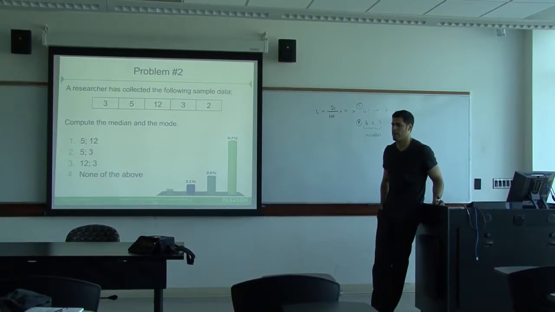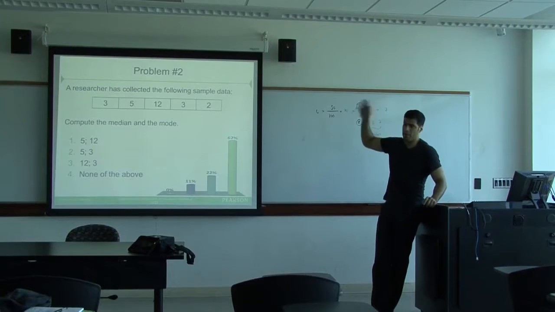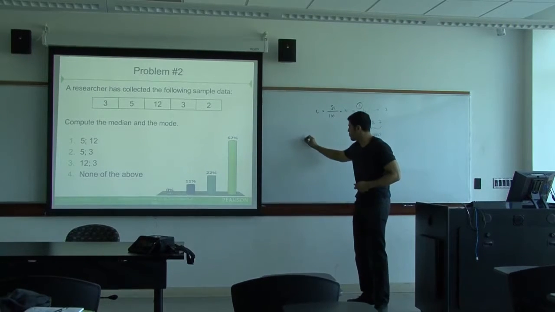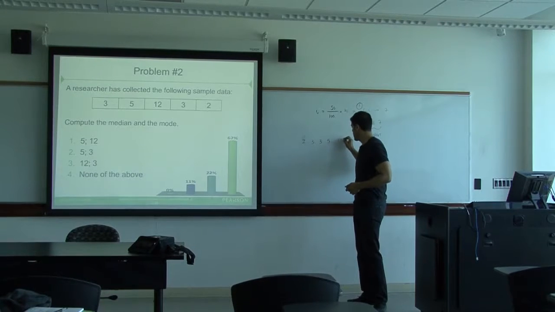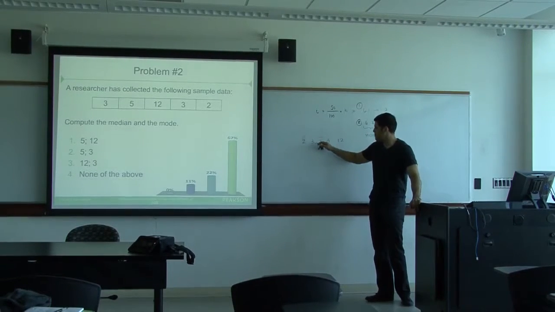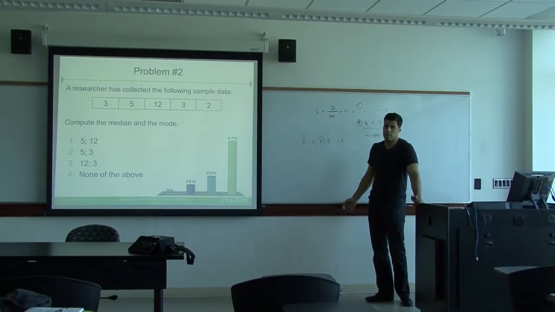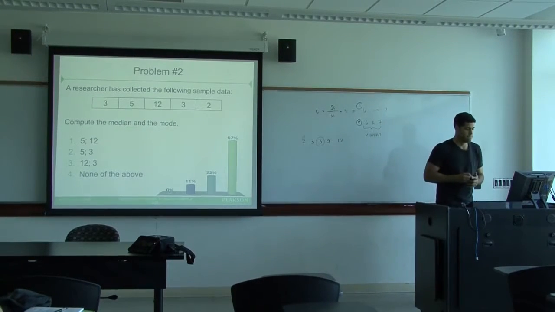So this was a little trickier than I remembered. All right, so you would have to, like Christian was saying, rearrange the data to look like this. 2, 3, 3, 5, and 12, right? And then you know the median right away is this one, right? That's the median. And the mode is what? Happens to be the same thing. So the median and the mode in here are the same.